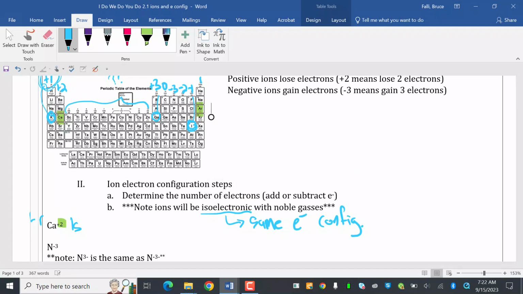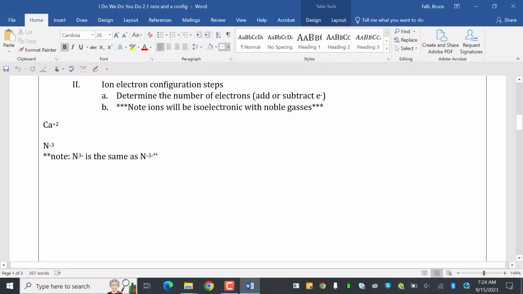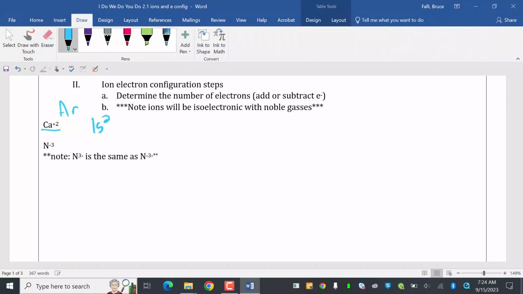So I'm going to get 1s2, 2s2. All right, computer glitch on my end. So I'm going to start the calcium +2 again. It will be like argon: 1s2, 2s2, 2p6, 3s2, 3p6. Noble gases will most typically end in 3p6, except for helium. That means it's exactly the same.